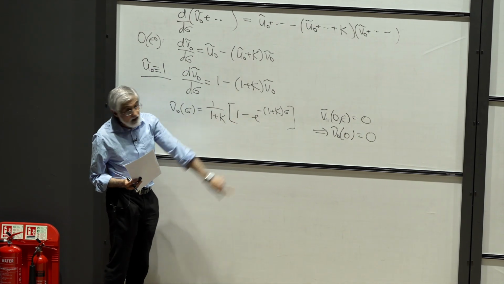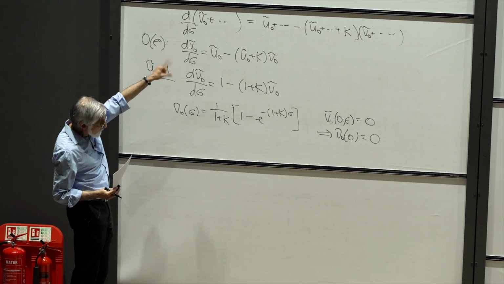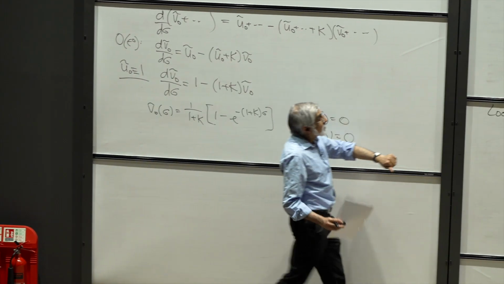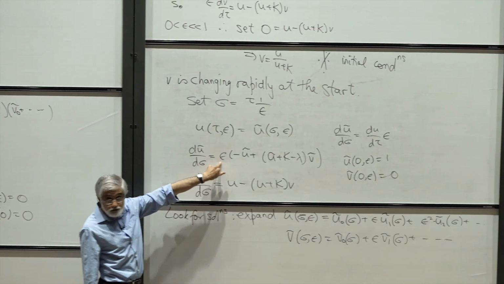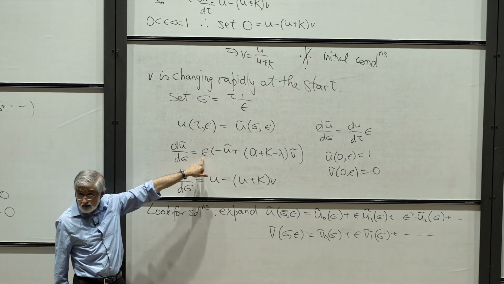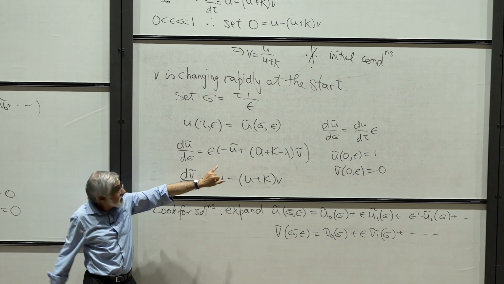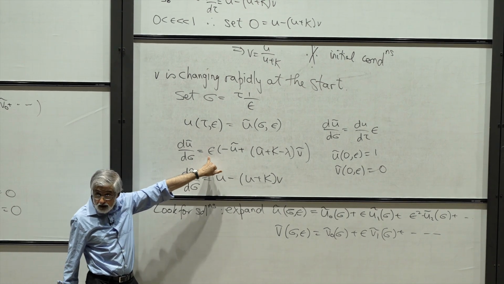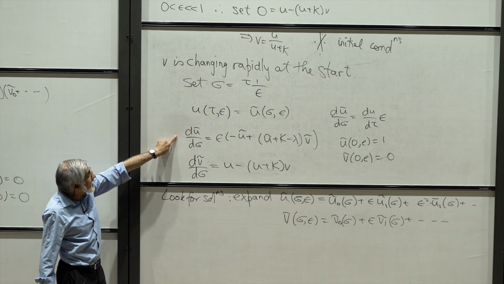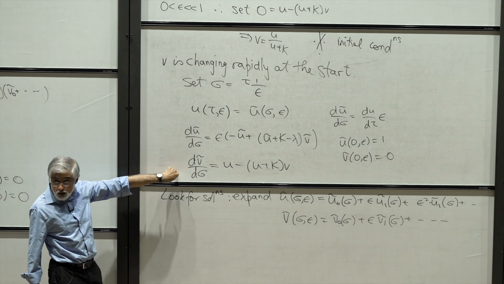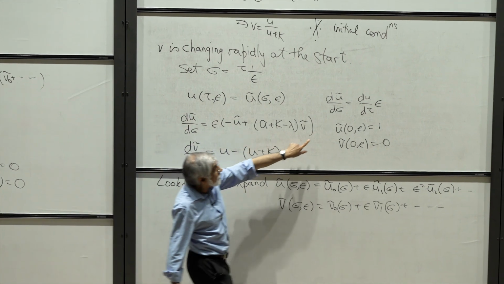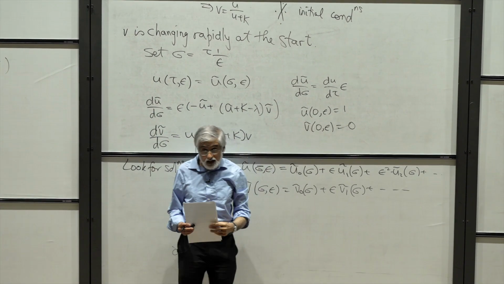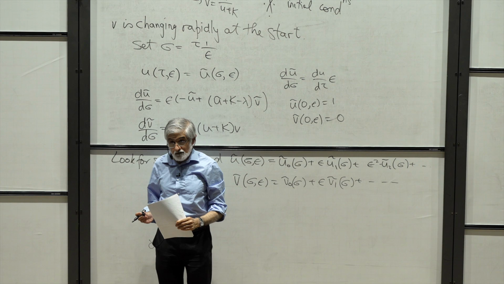Okay? And you can see that we could have got these solutions from just going to here and putting epsilon equal to 0. And now it's fine to put epsilon equal to 0 because that still leaves these as a second order equation. With the two initial conditions, that's fine. Okay?